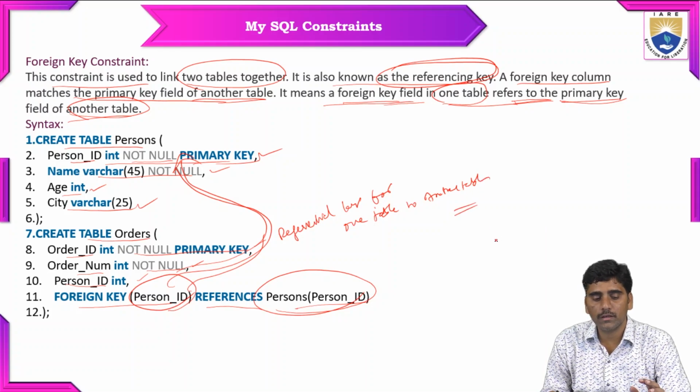Like this, we can apply all these constraints at both column level as well as table level. Applying constraints is nothing but maintaining the limits of the data, based on the column values that you enter. So that is all about the constraints in MySQL.